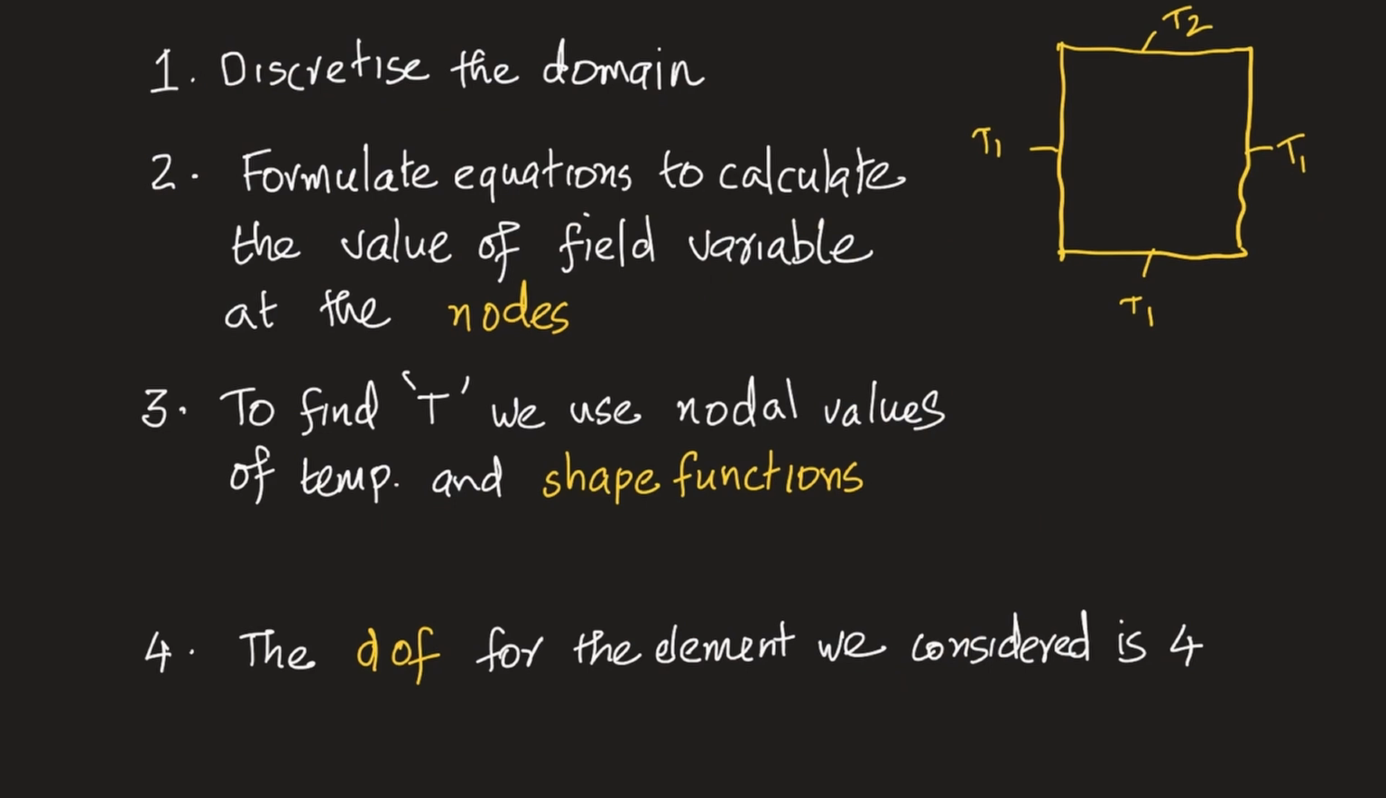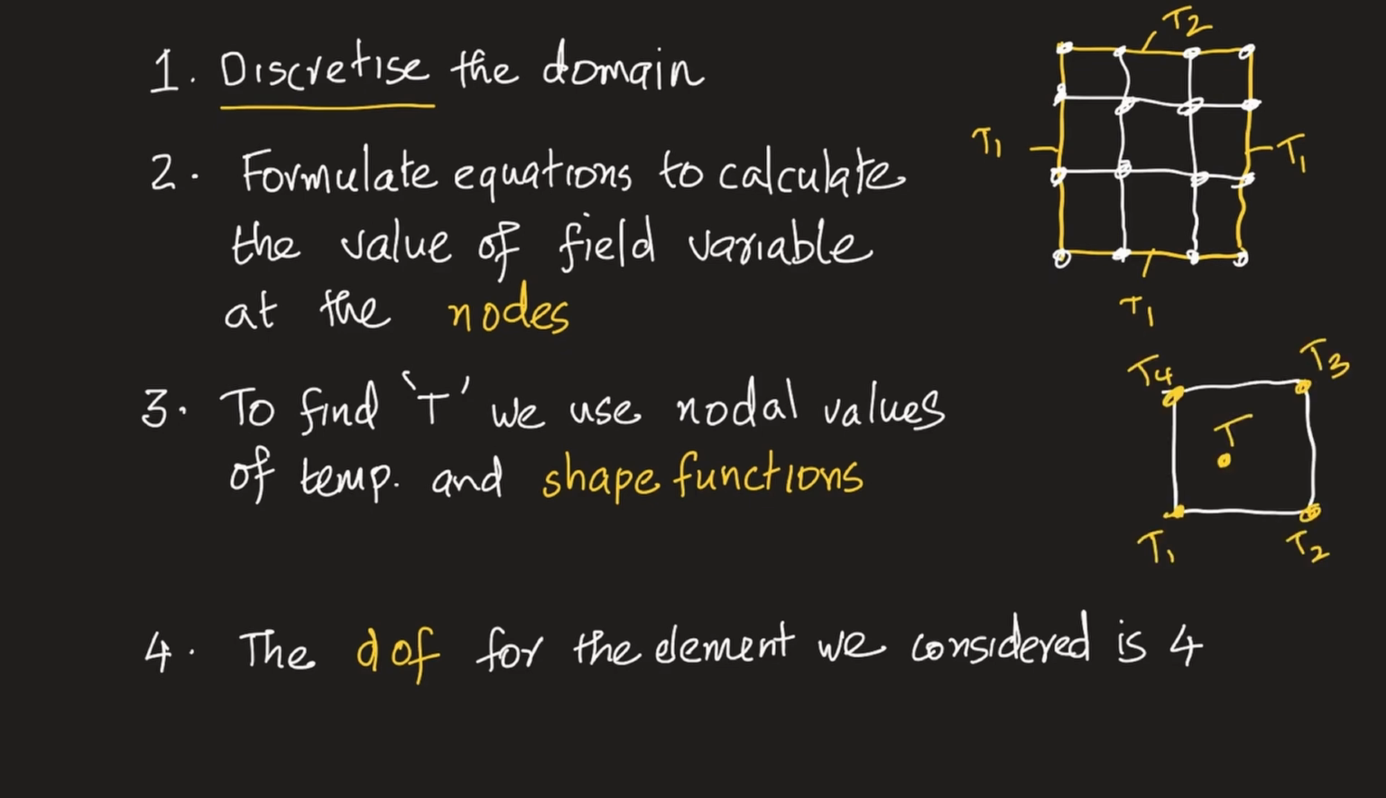So far, we have seen that for solving a problem using finite element analysis, we have to first discretize the domain. We have to then formulate equations to calculate the value of the field variable, here it is temperature, at the nodes. To find the temperature within an element, we use nodal values of temperature and shape functions. We have also seen that the degree of freedom for the element we considered is 4.